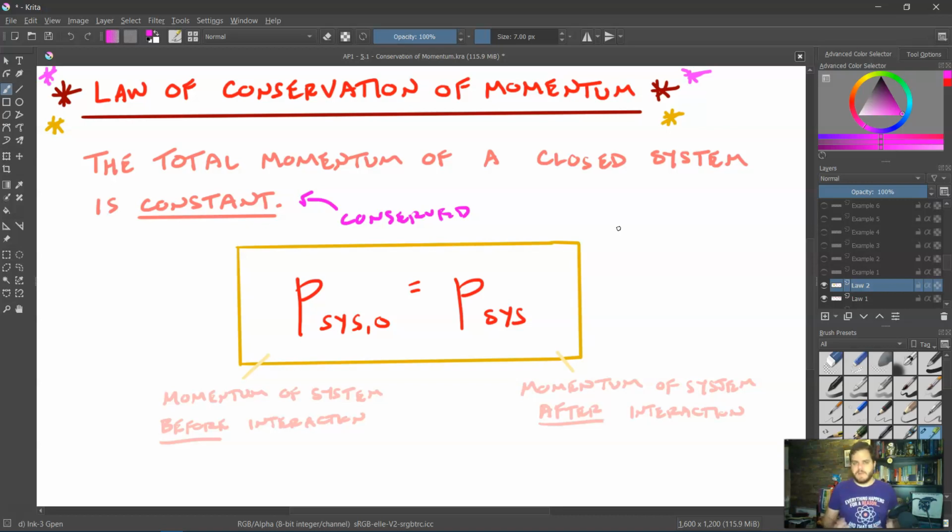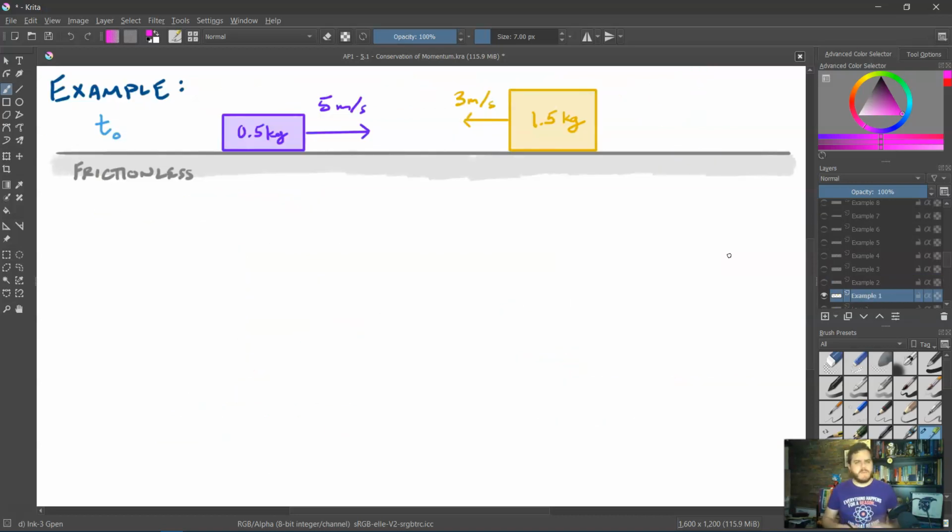Now, how is that possible? If I have multiple objects, how can they consistently have the same total momentum? And that is because momentum is frequently going to be transferred from one object to another. It's not just spontaneously created or destroyed, and as long as it's a closed system, that momentum can just be transferred from one object to another. So let's look at an example to see what we're talking about here.